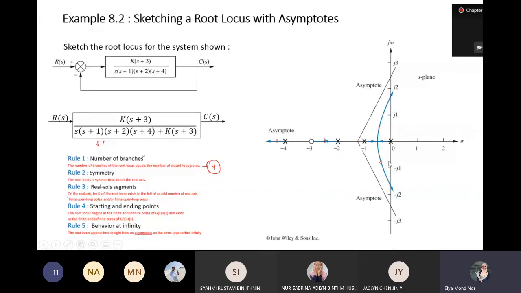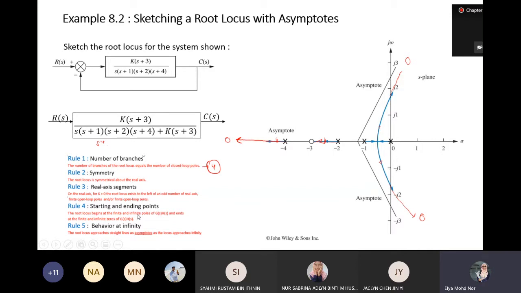On the real axis, for k more than 0, the root locus exists to the left of an odd number of real finite open loop poles and/or finite open loop zeros. So you see here that this one is moving to here, to the finite open loop zeros. This one is moving somewhere here to the zeros, and this one is also moving somewhere here, finding the zeros around here. So that is rule number 3, for k more than 0.